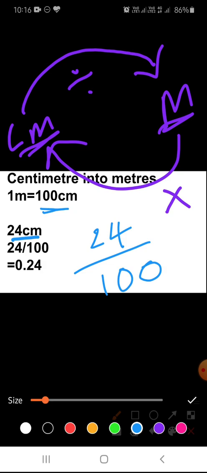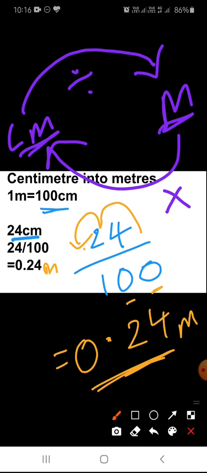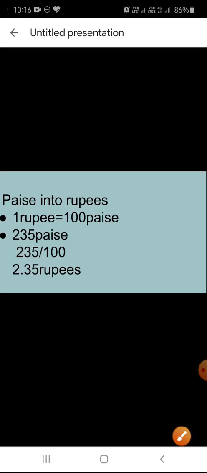Now in this case also we will see the number of zeros in the denominator. Two zeros are there in the denominator. So we will put the decimal point two places prior to the digit. So it is 1 and 2. We'll put a decimal here. So we'll get the answer 0.24. This is the answer, so 0.24 meter. And when you are doing this type of question, it is very important to mention the unit. Okay, it is very important to mention the units also.